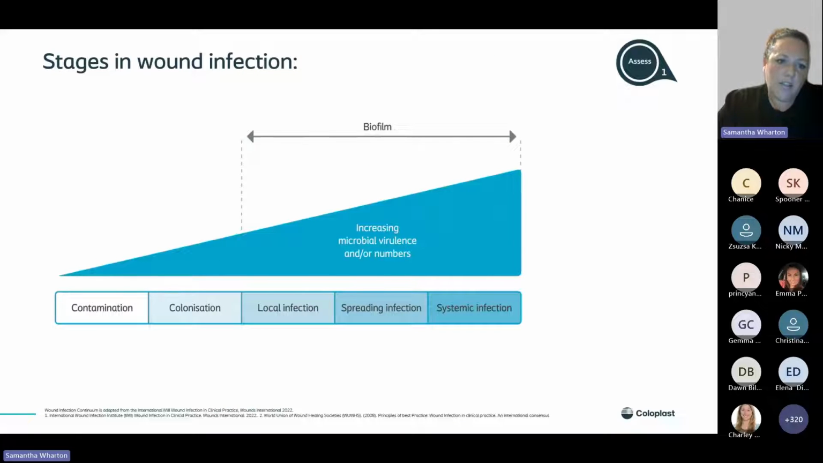Now we're just going to have a quick look at the International Wound Infection Institute continuum. So it's obviously 5 sections along the bottom here. You've got your contamination, colonization, local infection, spreading infection, systemic infection, and then your biofilm across the top. And as you can see, from the left-hand side going to the right-hand side, that blue slope moving up is the increase in the microbial virulence within that wound, which is causing more of a continuum towards systemic infection. So we're going to go along each of those.